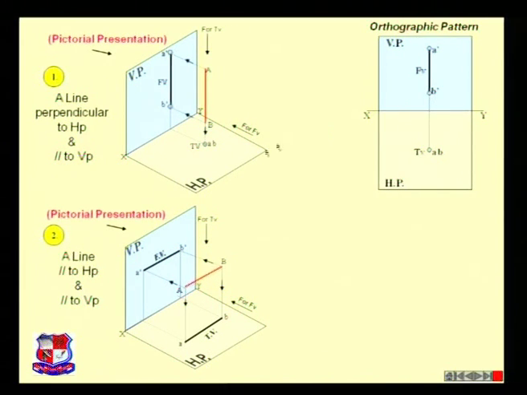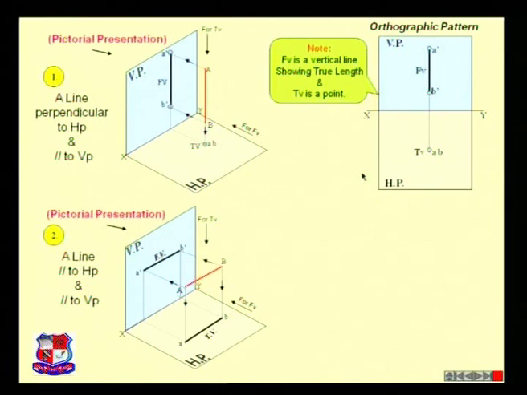Now we have taken a dotted line for this top view projection, that is AB. So what we have done is we have extended this line till AB and we have got our top view component. So this is how we can represent it in the orthographic pattern. Front view is a vertical line showing true length and top view is a point.